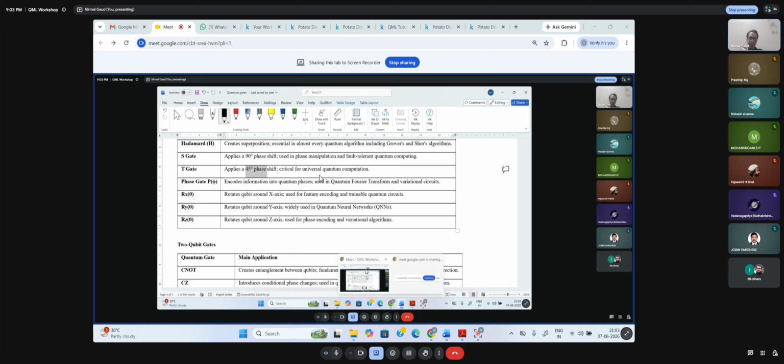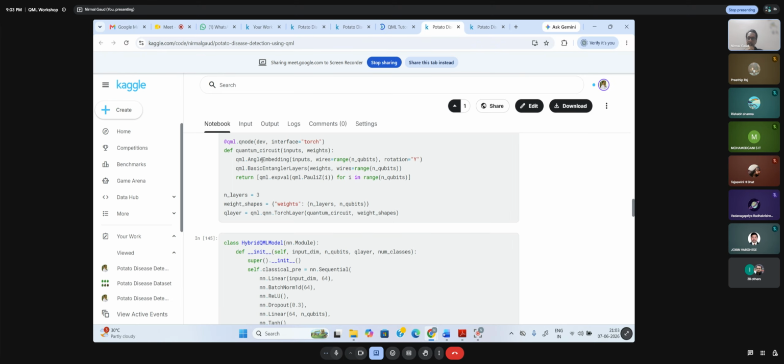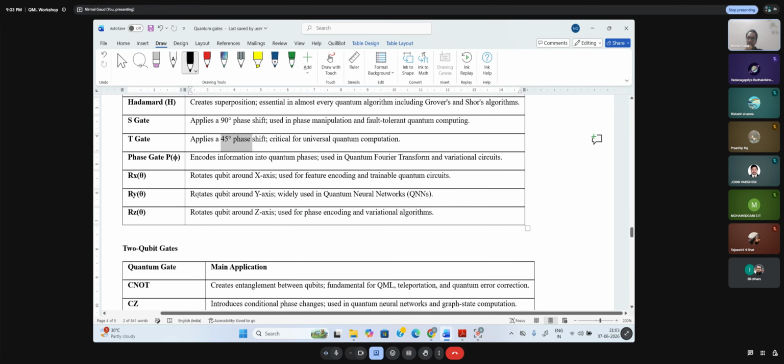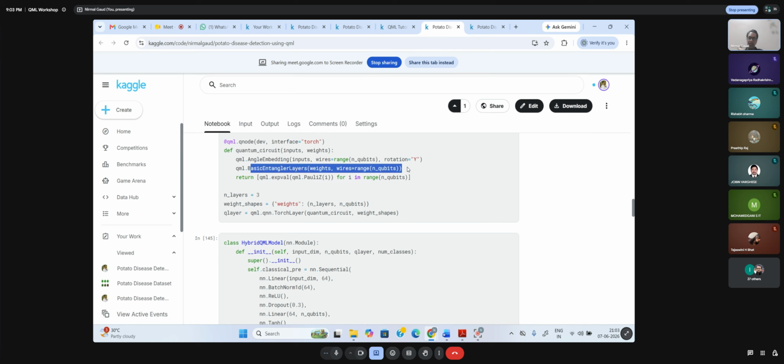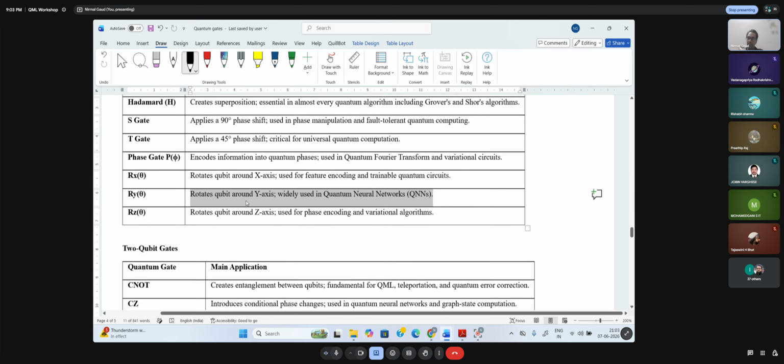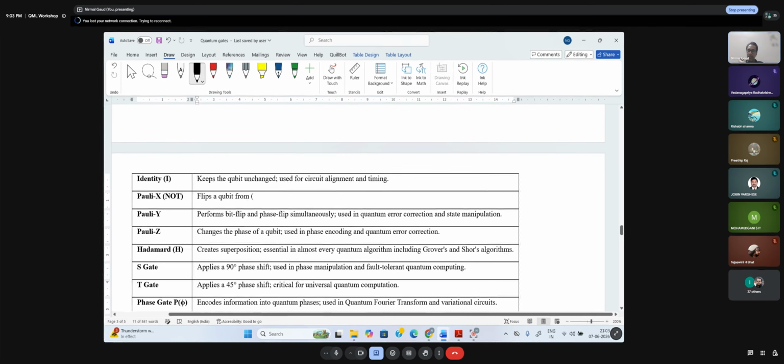So here the circuit has been prepared in our code. Angle embedding, basic entanglement, and I'm taking rotation Y. Rotation Y, what does it mean? Rotation Y is widely used in quantum neural networks. So we are preparing that. Then the basic entanglement layer is to find the relationship, connection or influence between the points in these circuits. And then we are using Pauli-Z. Pauli-Z changes the phase of a qubit, used in phase encoding and quantum error correction.